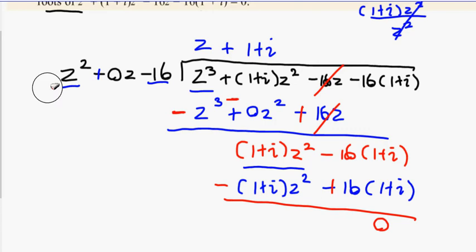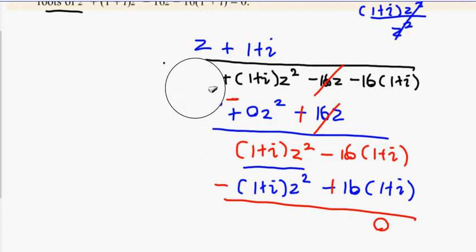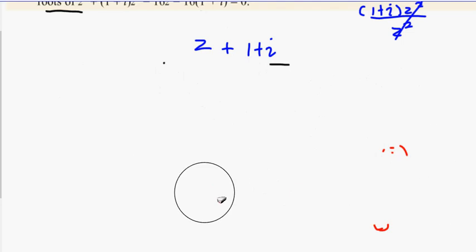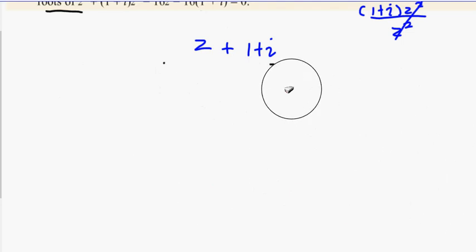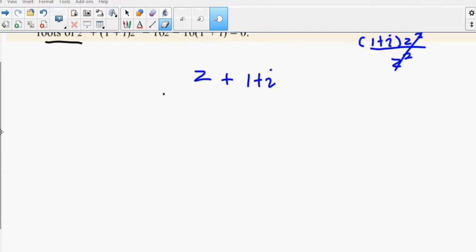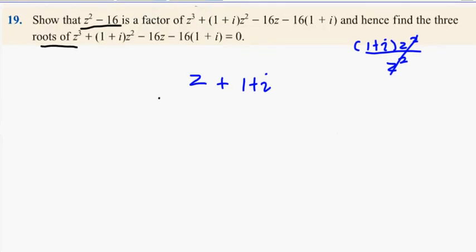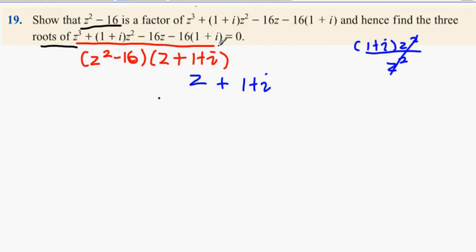Now what we can do next is change this big formula, this big cubic equation, into z squared minus 16 multiplied by z plus (1 plus i), because the two of them multiplied by each other give you this part here, and that all equals 0.